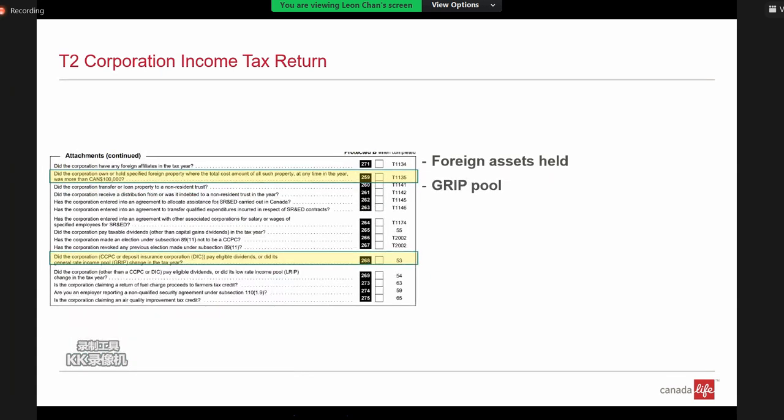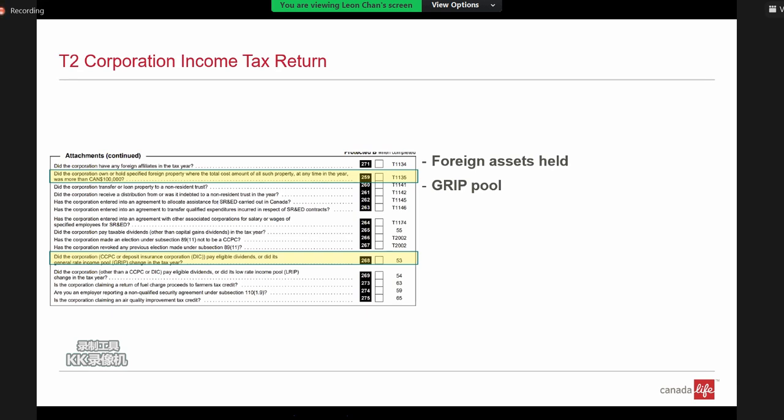T2, corporate income tax return, going down the list, T1135: does the corporation hold specified foreign property? That's actually pretty important, both for corporations' tax returns as well as for personal tax returns. On a personal T1, you'll have this T1135 as well, if the client does hold assets and at any time in the year, total cost amount was more than $100,000.